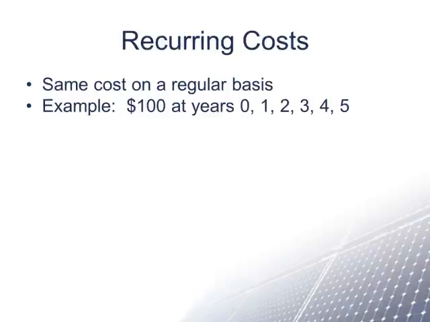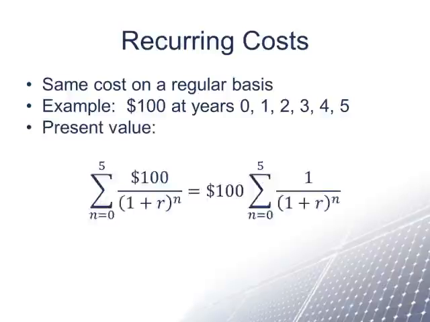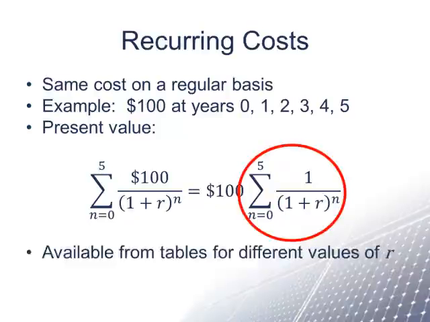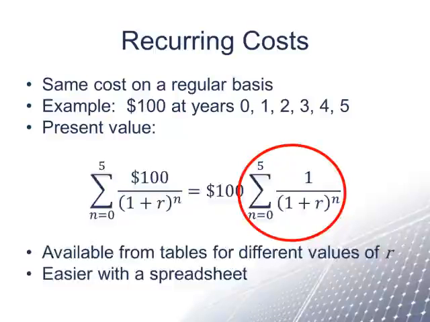Sometimes we have a project in which the same cost occurs on a regular basis. For example, there might be a yearly maintenance expense. Suppose we need to spend $100 at the beginning of a project and then yearly for 5 years. For a given discount rate R, we can calculate the present value of the sum of the expenses using this formula. The term on the right here can be found in tables and some calculators. However, the whole calculation can also be laid out directly on a spreadsheet, as we'll look at next.